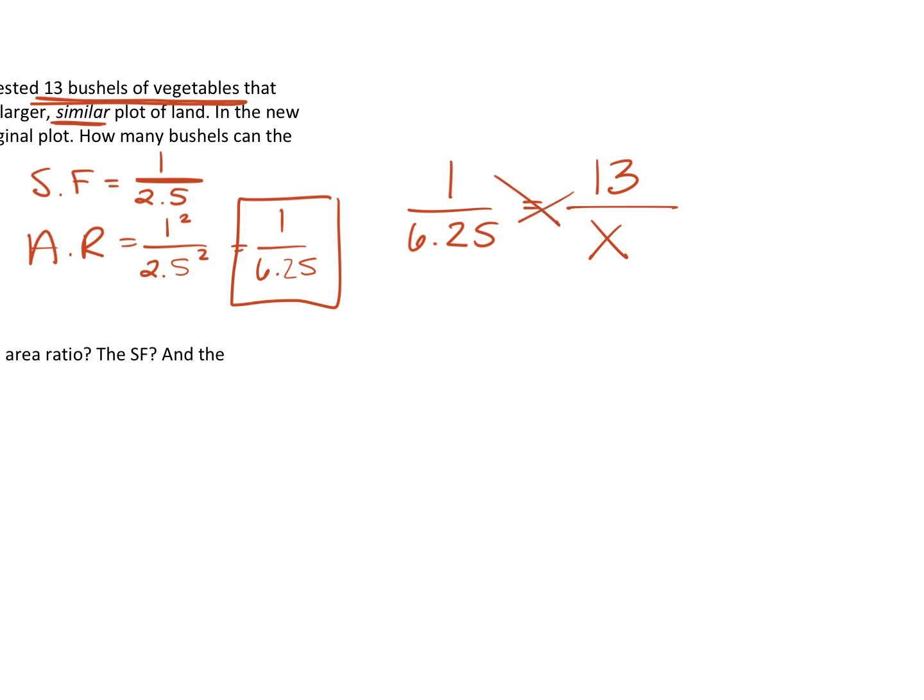Okay, so cross multiply this, and you get x equals, so go 13 times 6.25, and you get 81.25.